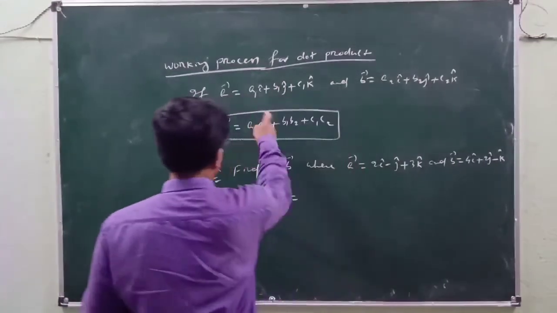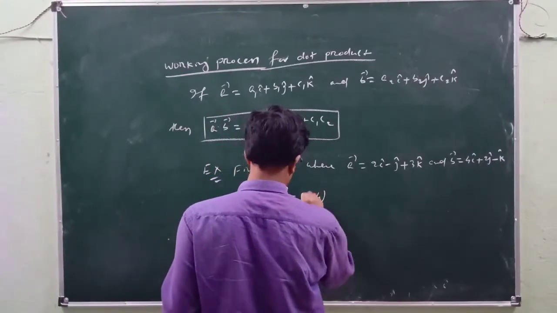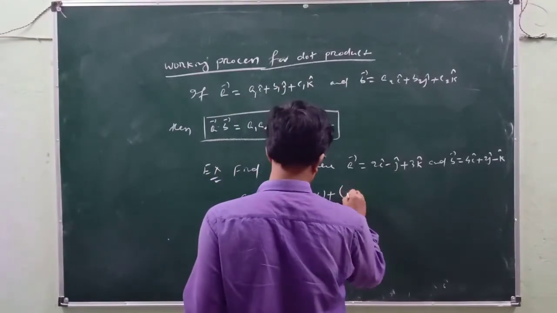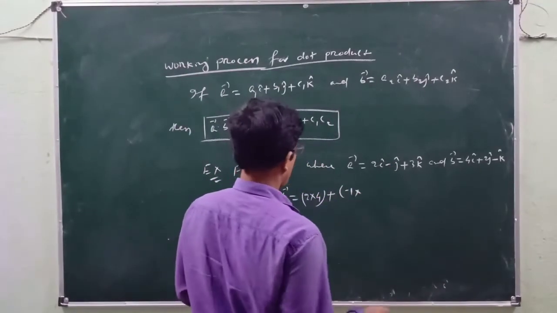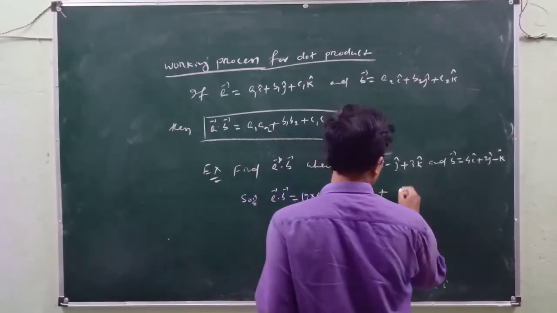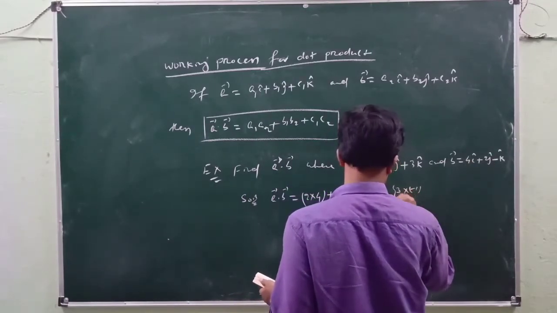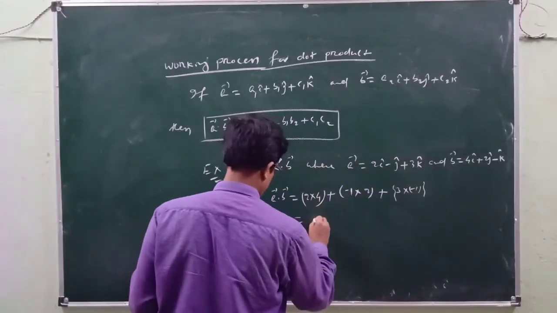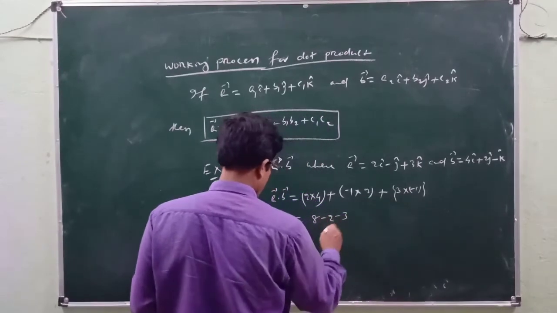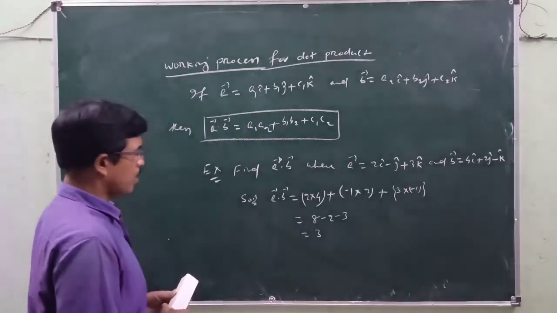Then apply this rule: A1 into A2, that means 2 into 4, then plus B1 B2, in place of B1 it is minus 1 into B2 which is 2, then plus C1 C2, here C1 is 3 into C2 which is minus 1. Then simplify: it will be 8, then minus 2, then minus 3, so here it will be 3. This will be the value of A dot B.